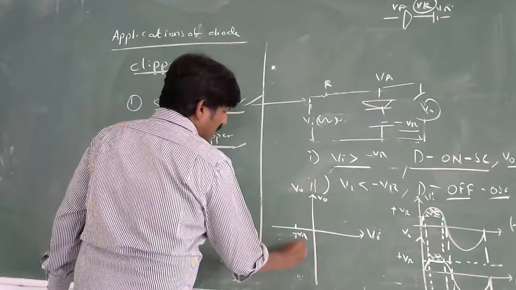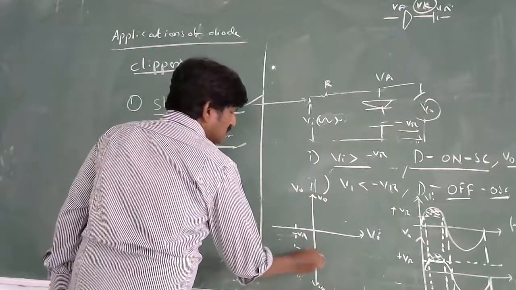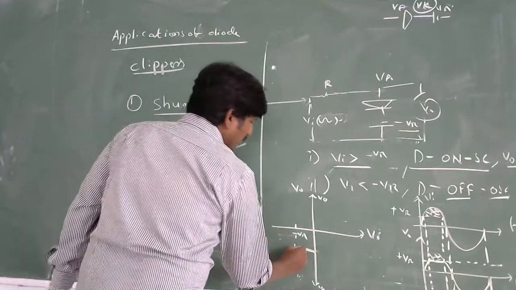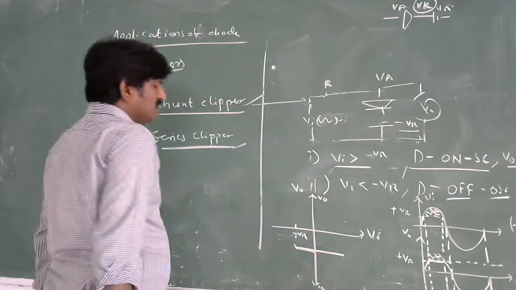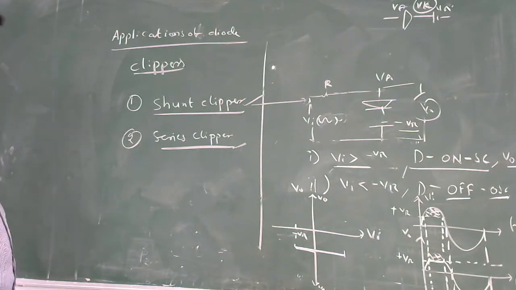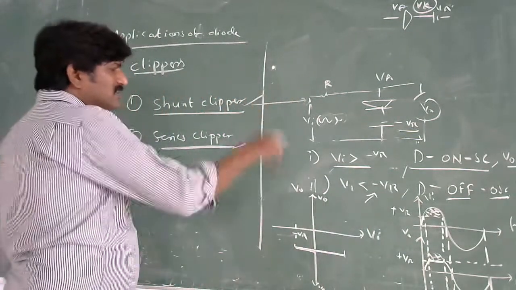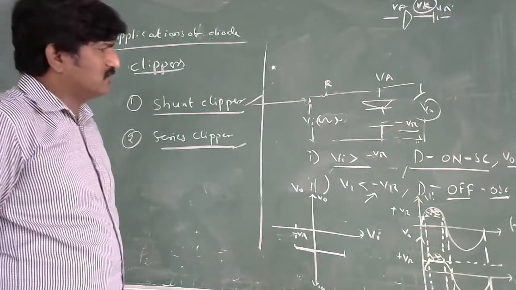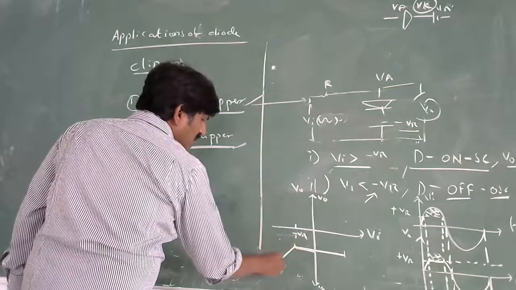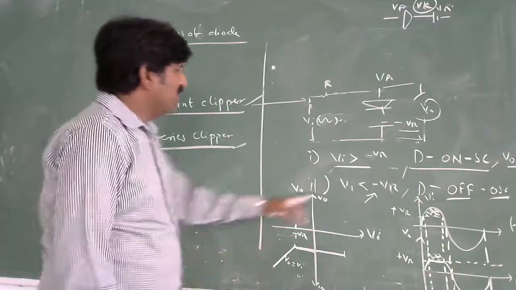You should understand this is the output terminal, negative, and this is the voltage when Vi is greater than minus VR. After minus VR, what do we get? The positive cycle. Up to this point it is following only the minus VR voltage. Then Vi is less than minus VR, then D will become off and the output follows the input, because Vi is less than minus VR.